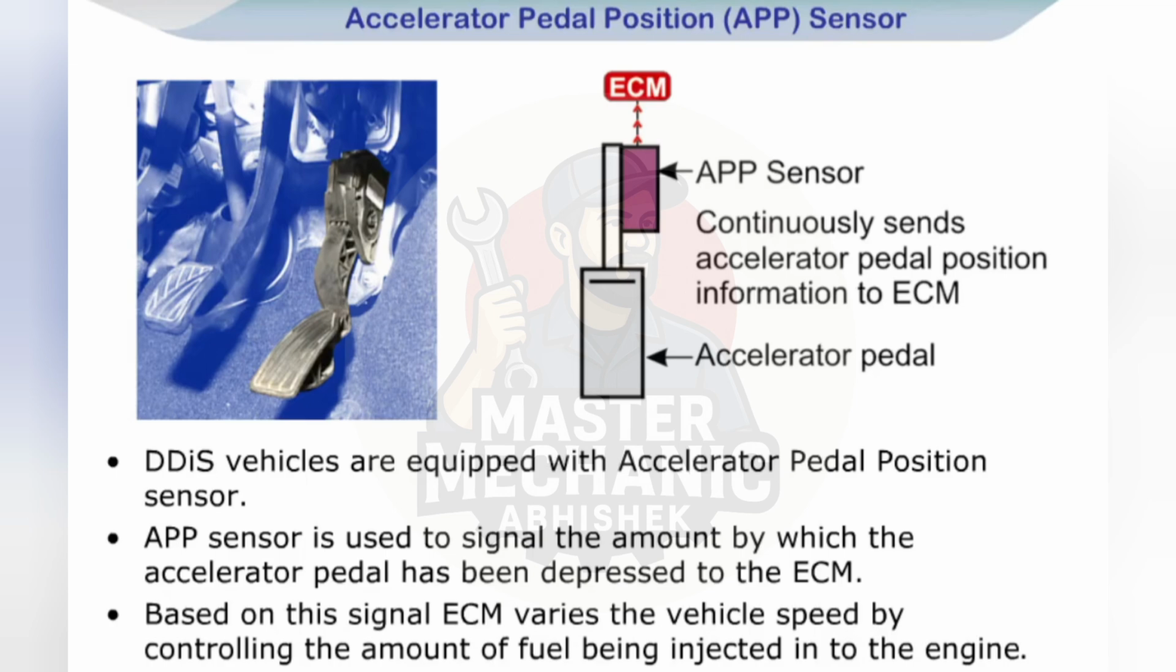DDIS vehicles are equipped with accelerator pedal position sensor. APP sensor is used to signal the amount by which the accelerator pedal has been depressed to the ECM. Based on this signal, ECM varies the vehicle speed by controlling the amount of fuel being injected into the engine.